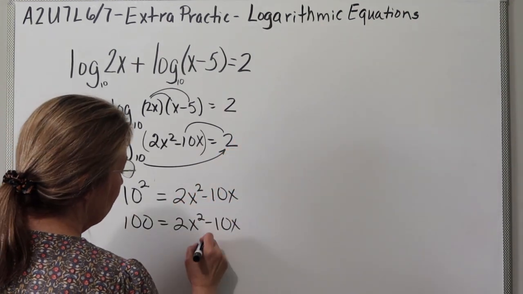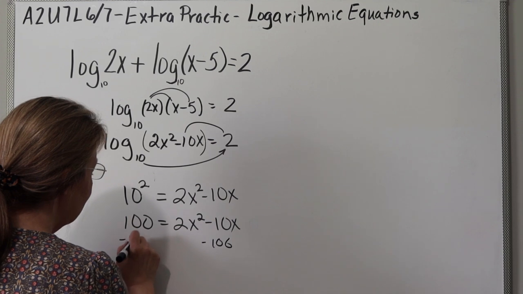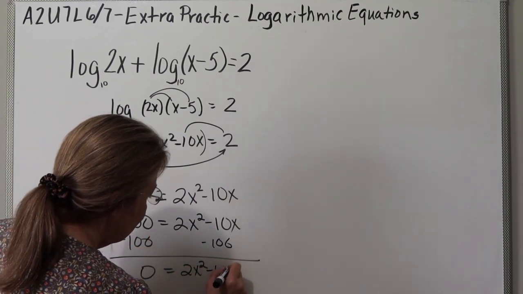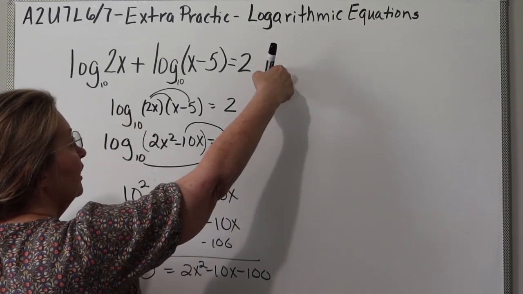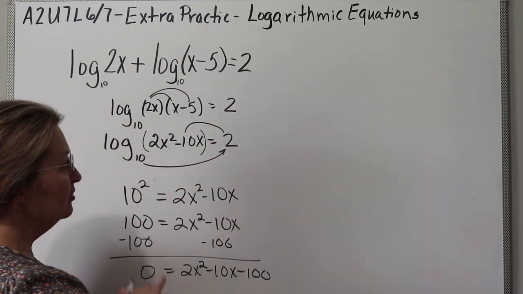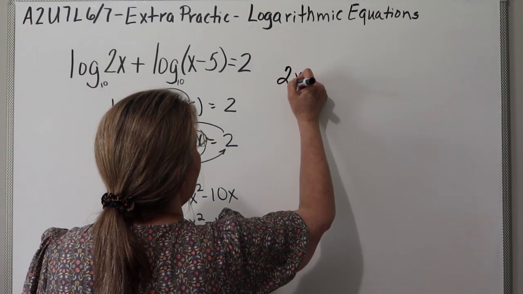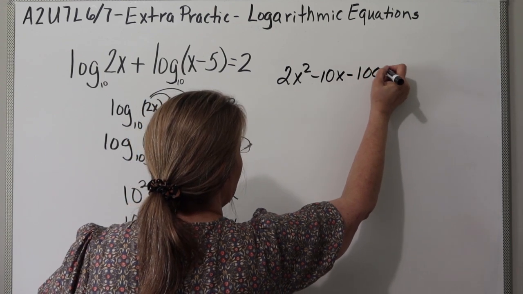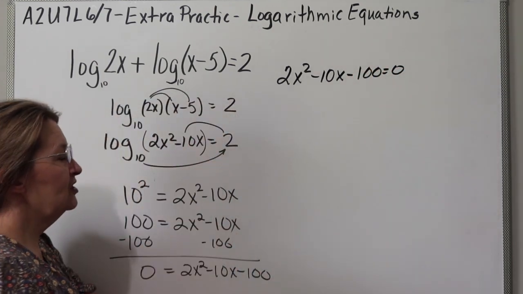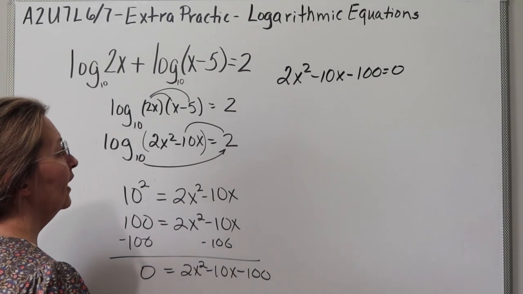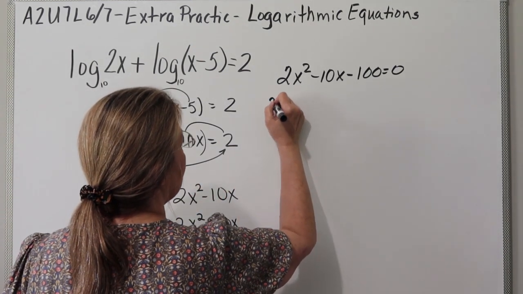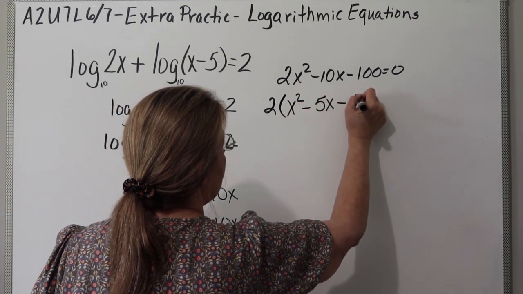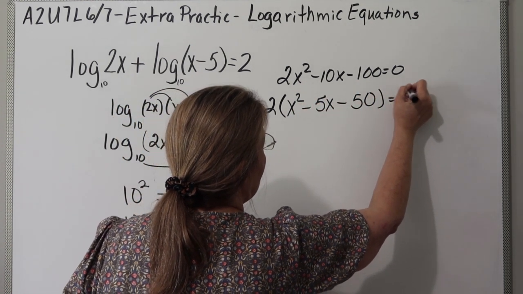And I'm going to subtract 100 from each side so that I have 0 equals 2x squared minus 10x minus 100. And I'm going to come up here so I can solve the equation. I'm also going to invert it so that I have 2x squared minus 10x minus 100 equals 0. You don't have to do that. That's just how I like mine. So, solving quadratics. First, take out a greatest common factor. Now, when I take the 2 out of here, I have x squared minus 5x minus 50 equals 0.